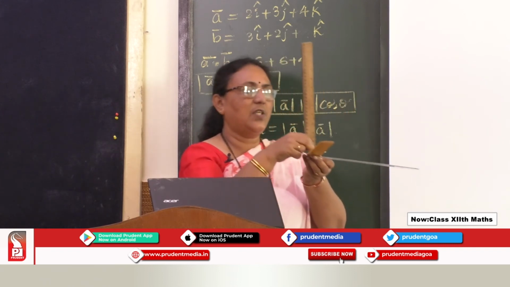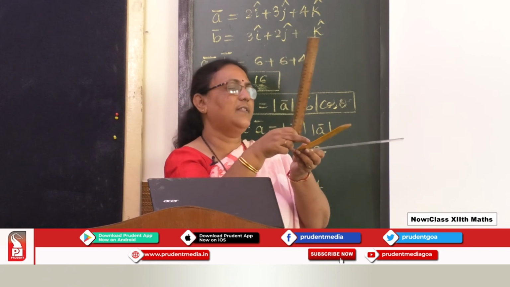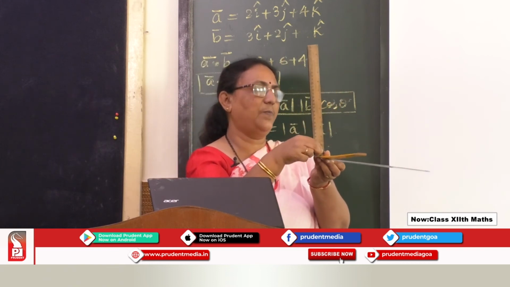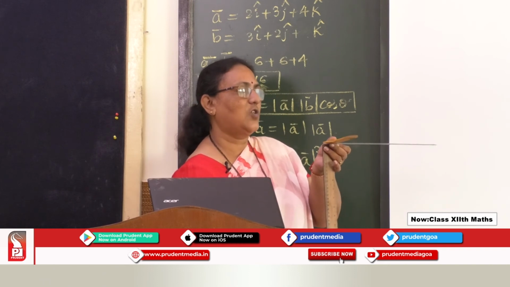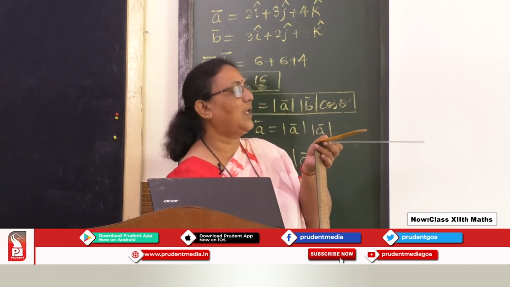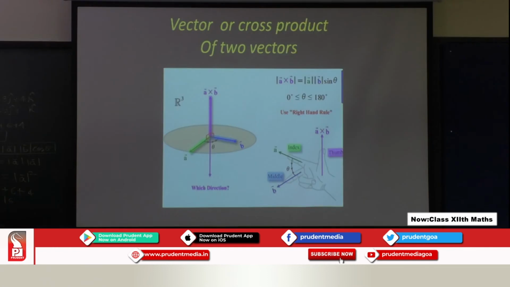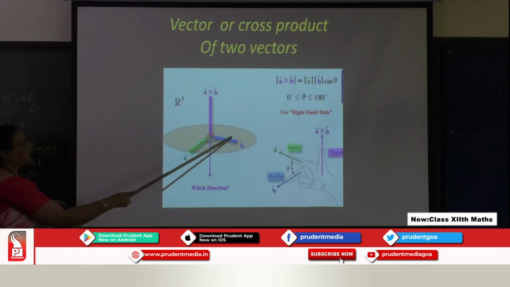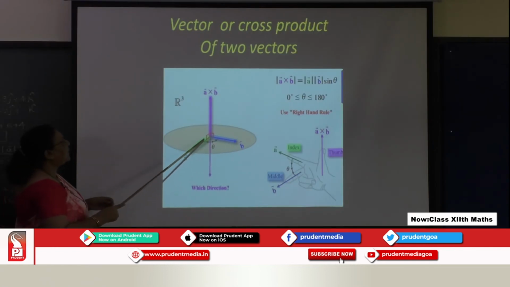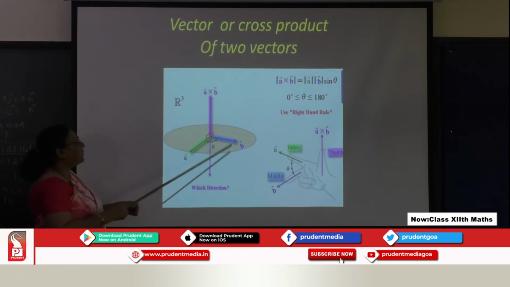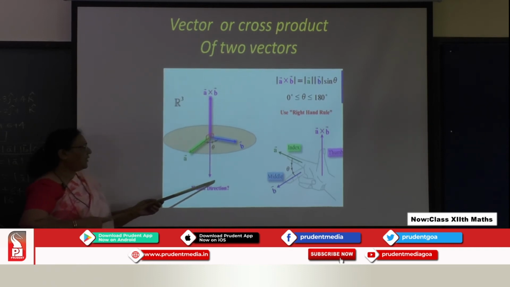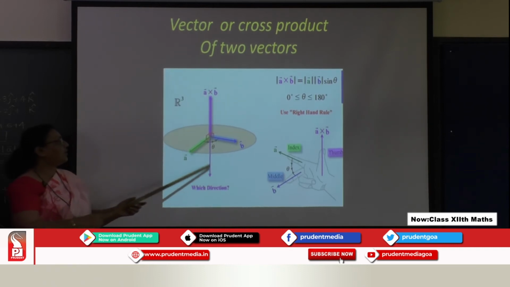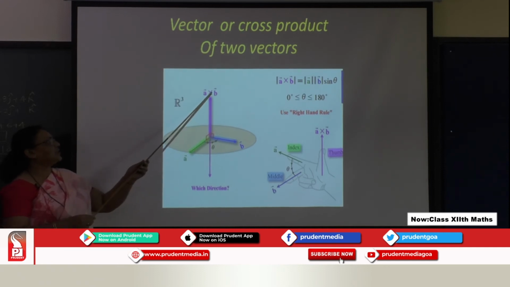So the direction is very, very important. A is here, B is here, then A cross B is like this, and B cross A you will get like this. So the direction is very important in cross product. Vector A cross B is in this direction, and B cross A is down below. For A cross B, the direction is on the top.